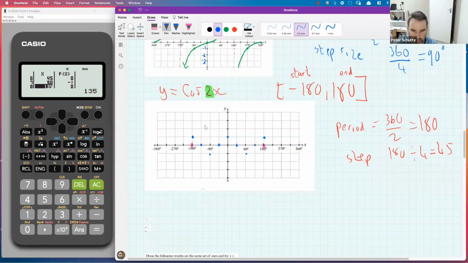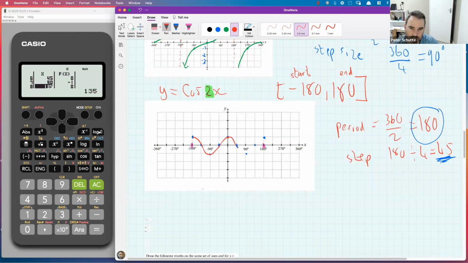Okay, so all I was saying was for this question, you just have to draw the graph of y equals cos 2x. And what I've done is I've worked out the period, which was 180. The step size for the cos graph is going to be 45. And now I've got my dots. And so I'm going to join them like this.